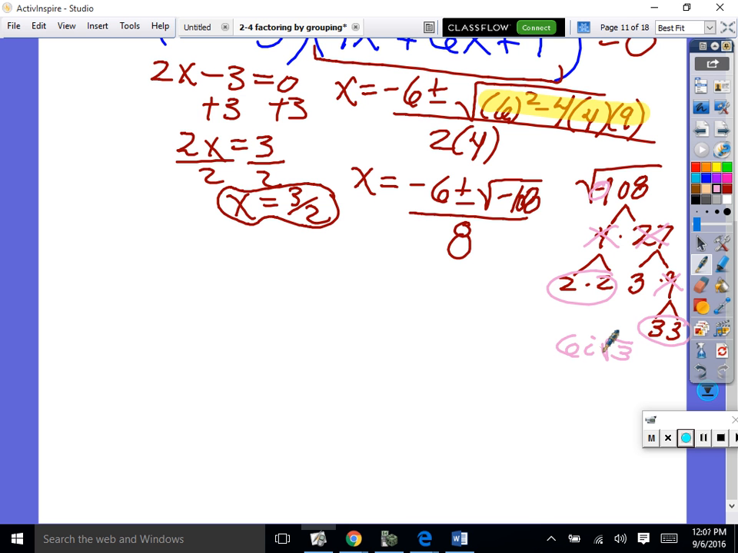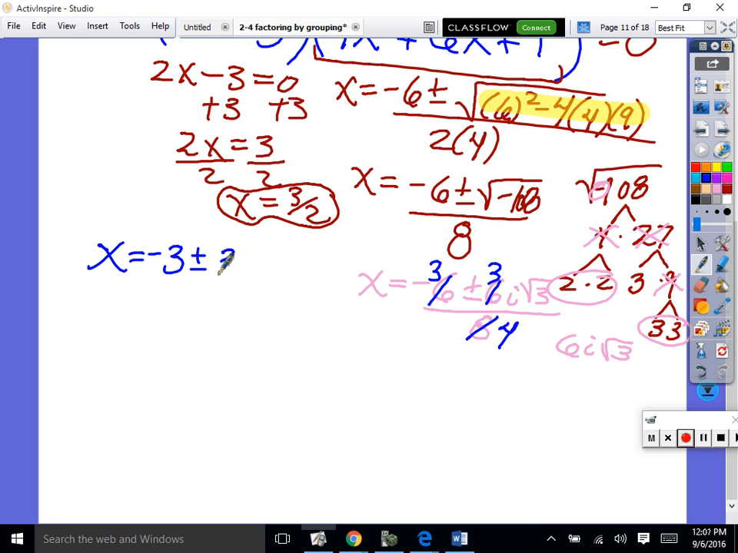So we really have x is equal to negative 6 plus or minus 6i square roots of 3 all over 8. Now, do all 3 things simplify by something in common? 2, right? This becomes a 4, this becomes a 3, and this becomes a 3. So our 3 solutions are x is equal to 3 halves and x is equal to negative 3 plus or minus 3i square roots of 3 all over 4.